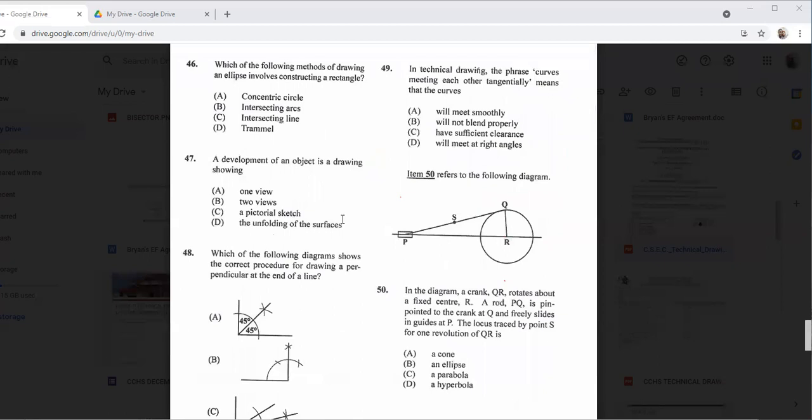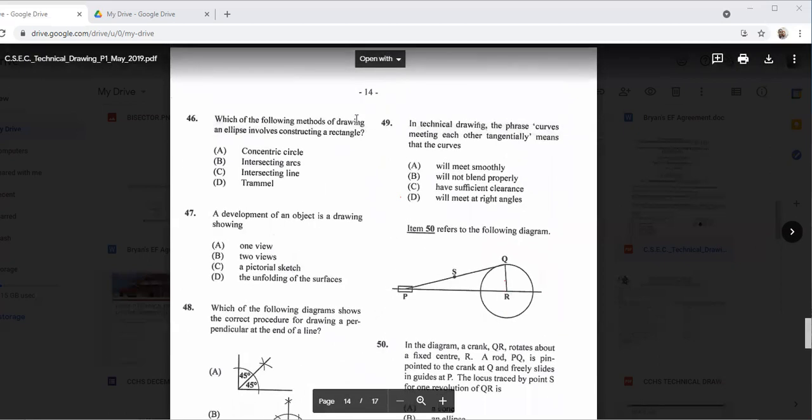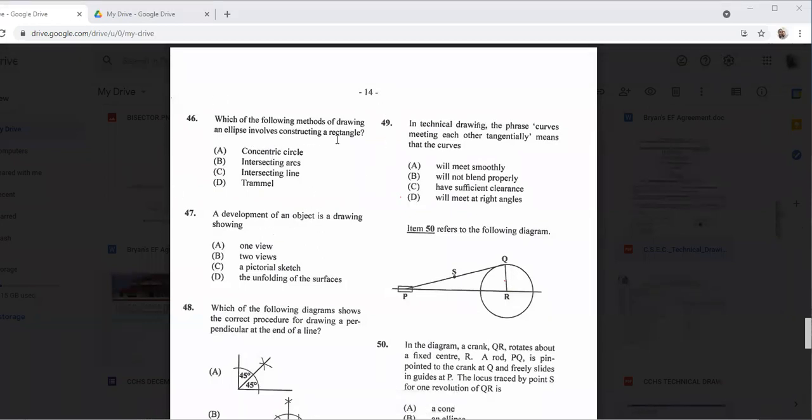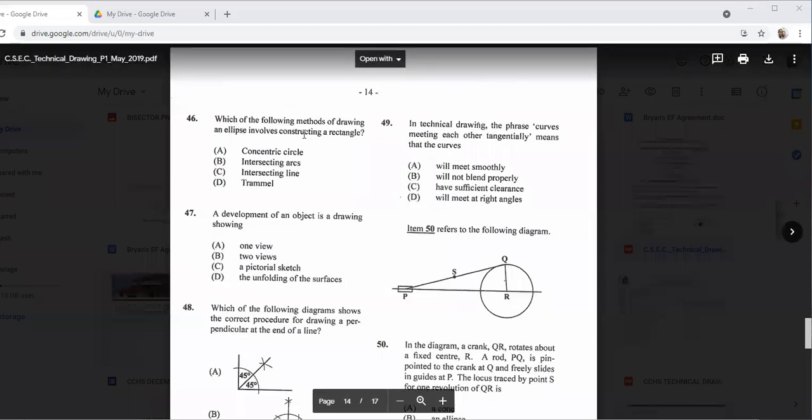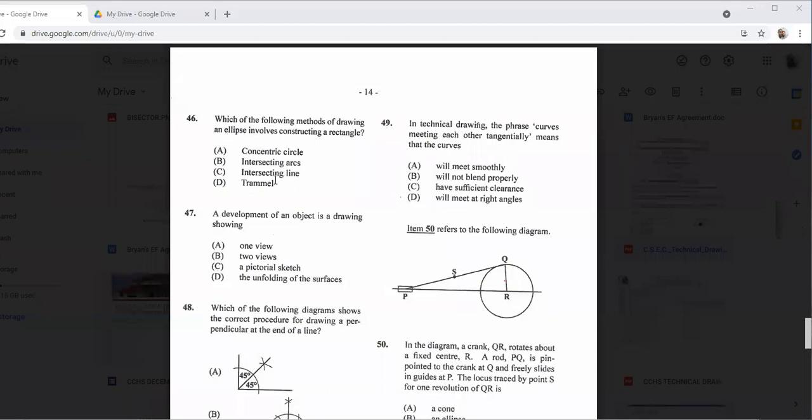46. Again, we looked at this here. We did touch on this. You have two methods of drawing it. Well, more than two methods. Which of the following methods of drawing an ellipse involves constructing a rectangle? It's the intersecting lines.